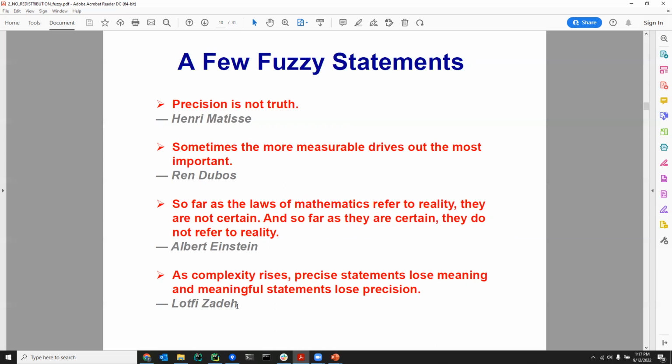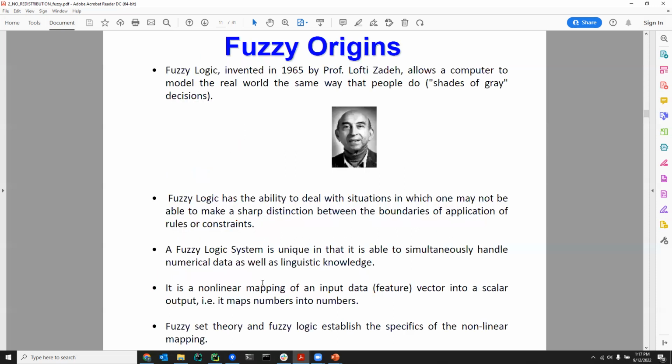And famously, Lotfi Zadeh, the father of fuzzy logic, originally came up with the idea back in the late 50s, early 60s, I believe. He said that as complexity rises, precise statements lose meaning and meaningful statements lose precision. So a lot of people talking about the importance of being able to handle uncertainty. And then fuzzy really offers a way to do that.